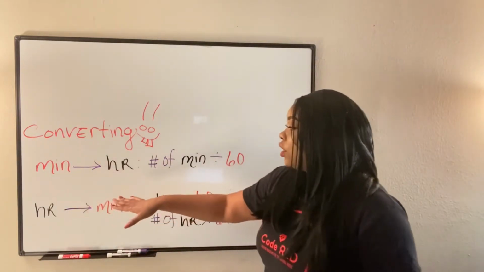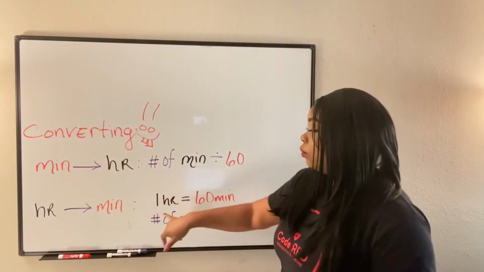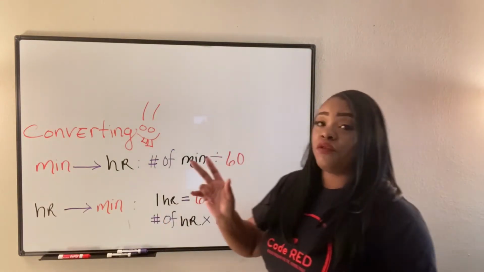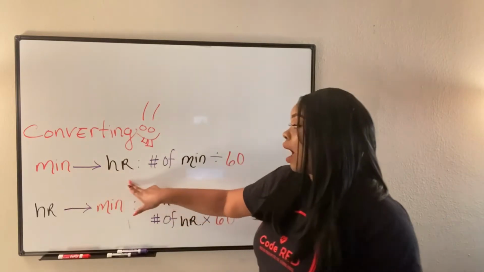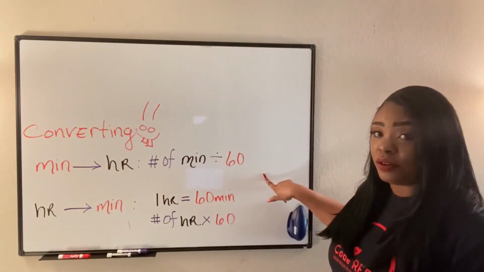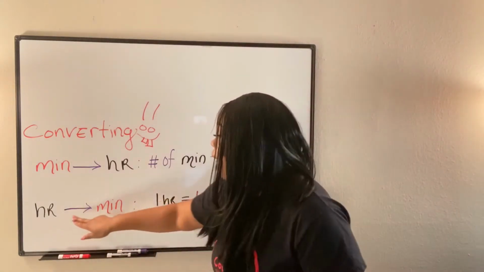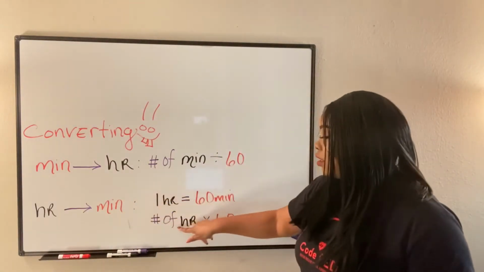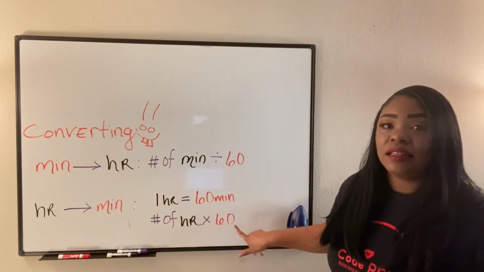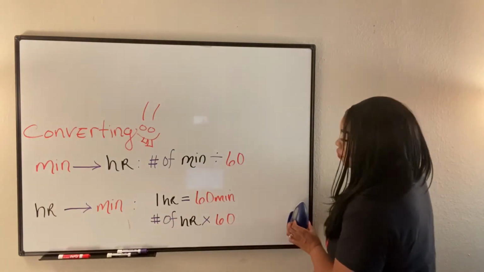We all know that there are 60 minutes in 1 hour, so that's what you're always going to keep in mind. If you're going from minutes to hours, you take the number of minutes and divide it by 60. If you're going from hours to minutes, you take the number of hours and multiply that by 60. Let's work that out really quick.